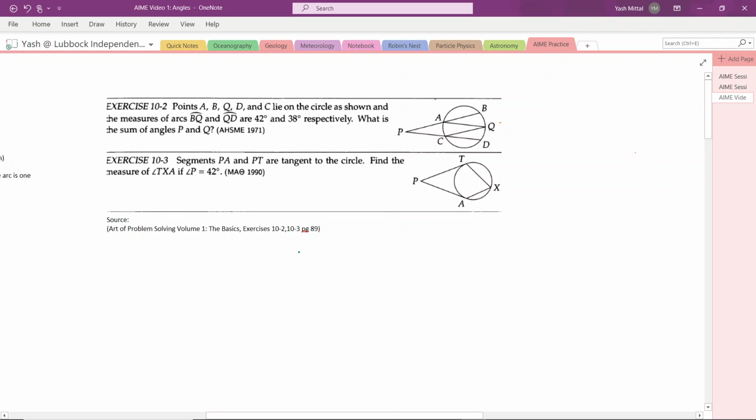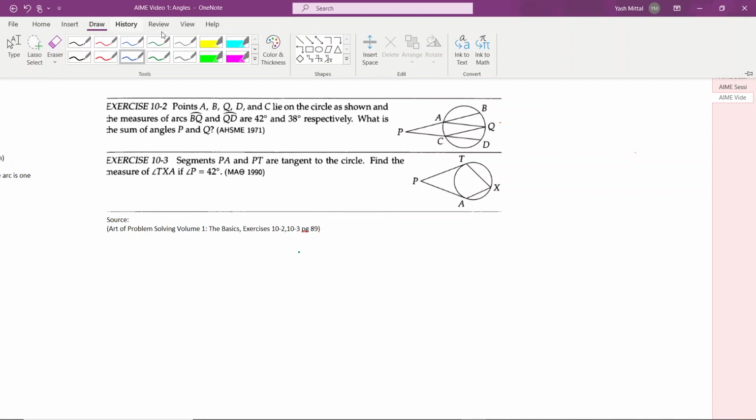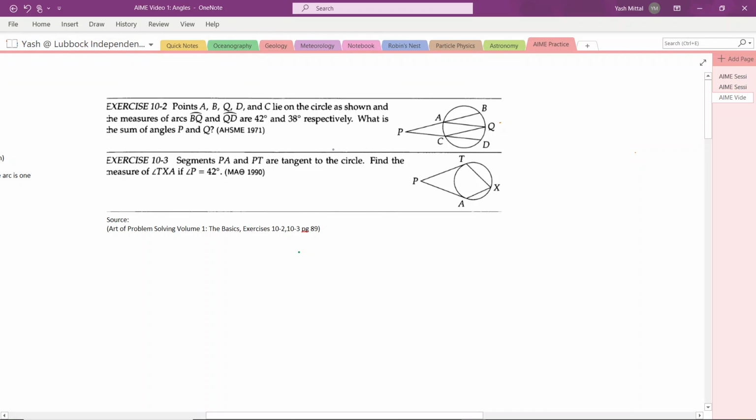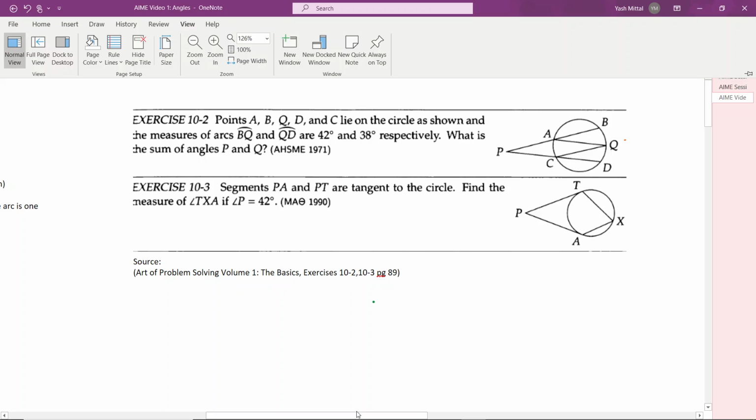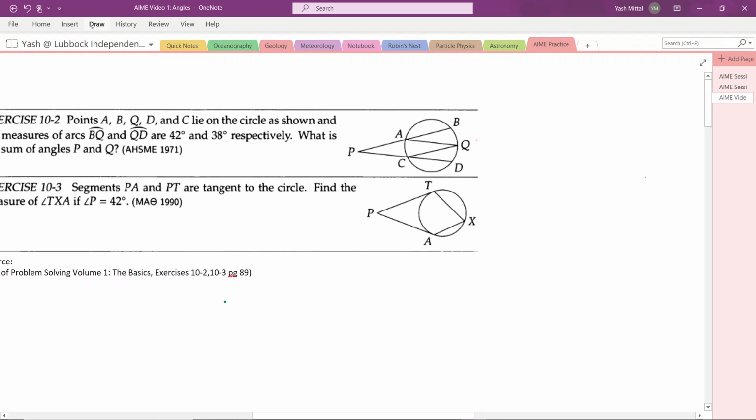So we have points A, B, Q, D, and C lie on a circle shown with arcs BQ and QD are 42 and 38 degrees respectively. So, what is the sum of angles P and Q? Let me zoom in closer really quickly. Alright, so let's get into drawing. So we have 42 degrees for this side, 38 right here.